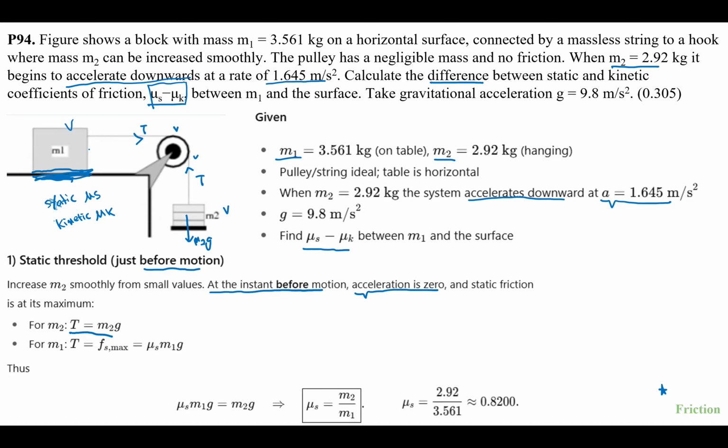If it is not moving at all, that means for M1 there is a normal force upward balancing M1g downward. And then you have a static frictional coefficient, and that becomes your static force, okay, for M1.